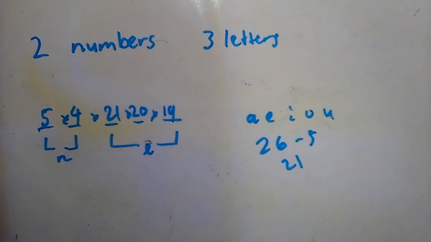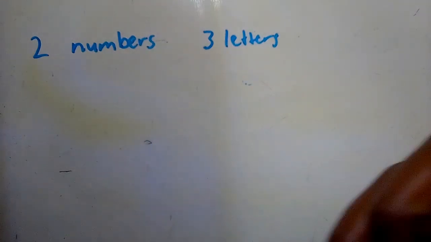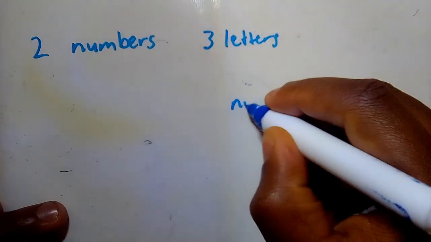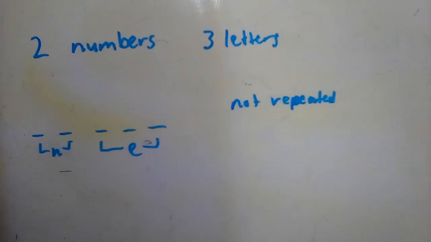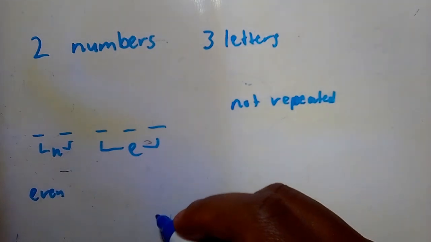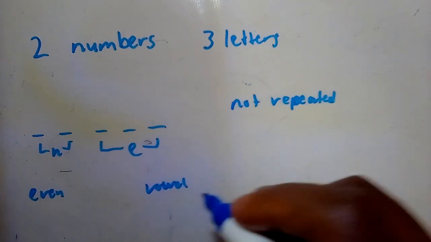Now let's go deeper. Now let's say in the same 5-digit codes, they ask you how many ways can they be arranged, and let's say they're not allowed to be repeated. So we still have 2 numbers and 3 letters. Now let's say they ask you how many codes can be formed if the first digit must start with an even number, and the last digit must be a vowel.